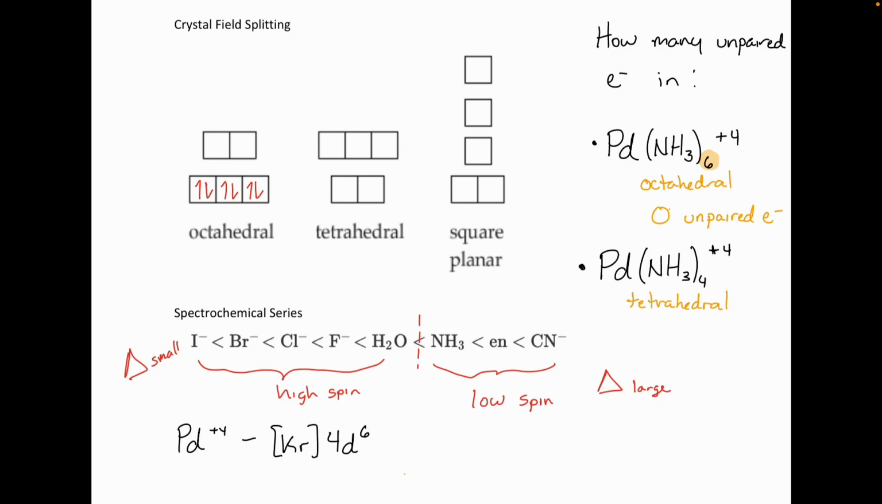All right, and then I'm going to fill this diagram in. Am I going to fill it in high spin or low spin? High spin. Why high spin? Ammonia's over here, but tetrahedral is always high spin. So now I'm going to go 1, 2, 3, 4, 5, 6. And so I have how many unpaired electrons? 4.